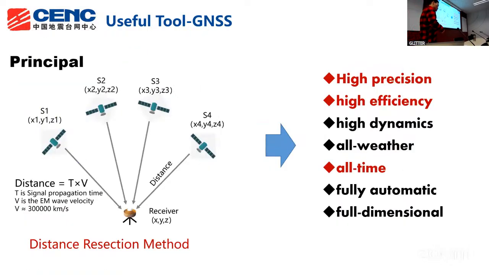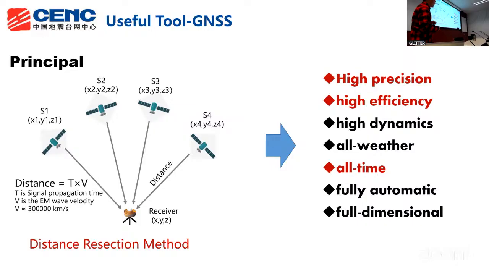For most of us, the basic purpose of using the GPS is to tell us where we are. The principle of locating by satellite is very simple. We just need to measure the distance from the satellite to the receiver, and use a very simple equation, the distance resection method, to get the receiver's precise position.